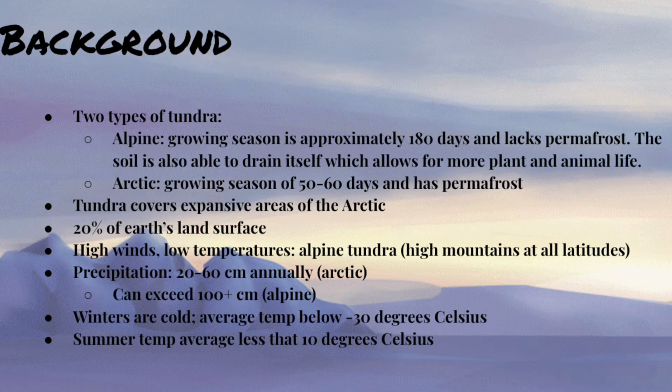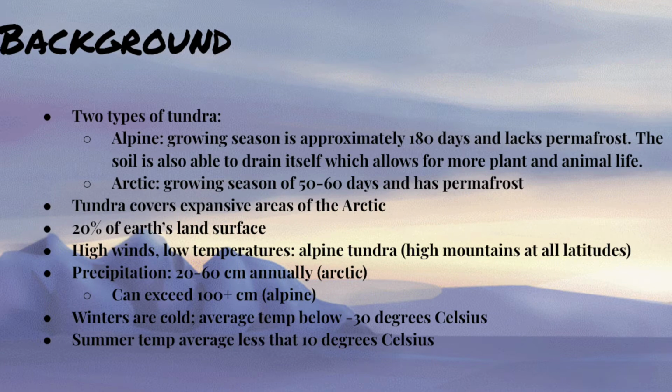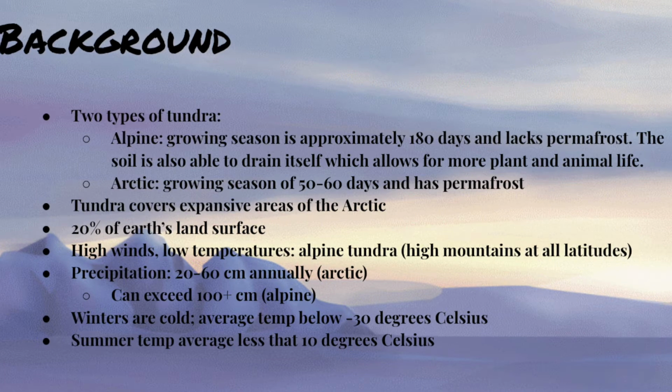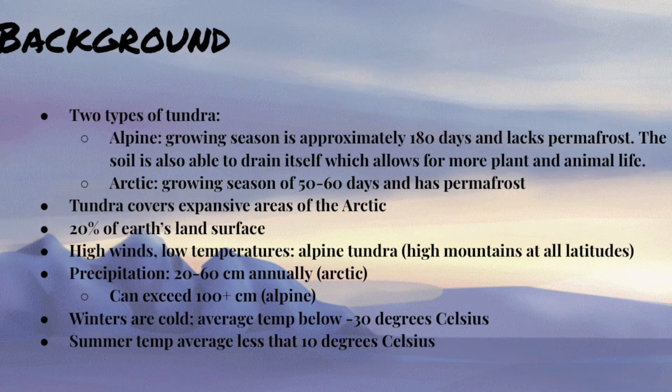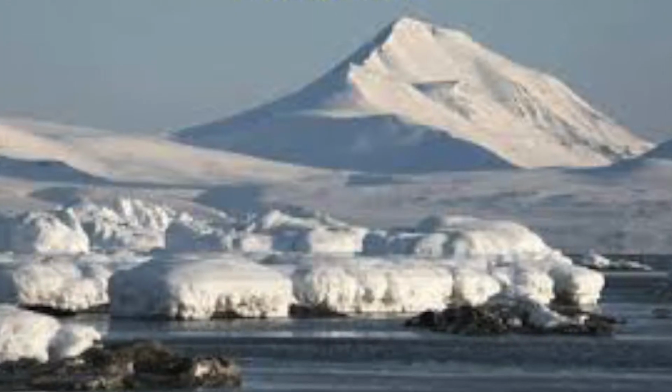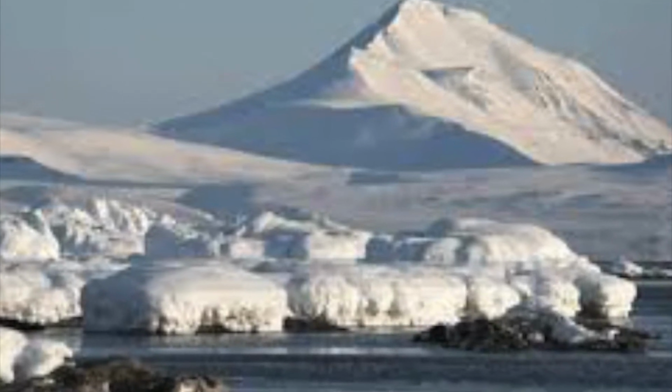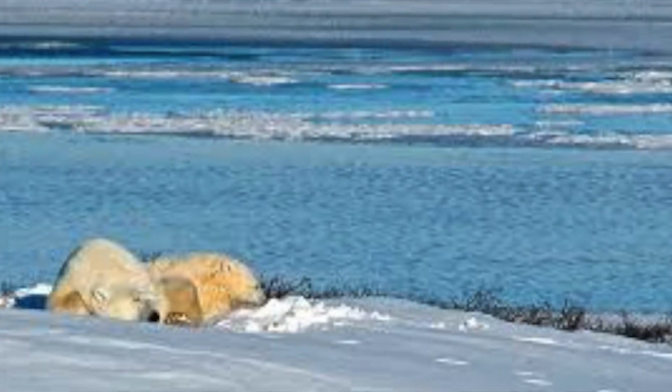The Arctic tundra has low precipitation and dry winds. These conditions make the Arctic tundra a desert-like climate. The Arctic tundra has a growing season of 50 to 60 days and has permafrost. Winters are cold for both tundras with an average temperature of -30 degrees Celsius. The following images are images that we have selected to show what the tundra looks like.